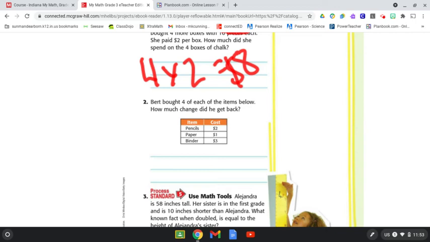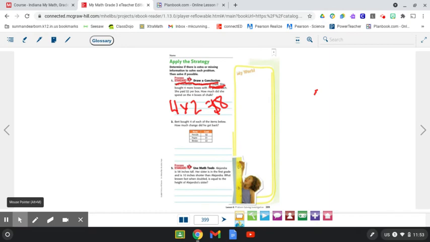Add all of that up, we can get our answer, but we don't know how much he gave. We don't know if he gave him $50. We don't know if he gave him $100. So we can't solve this problem. So, cannot solve.